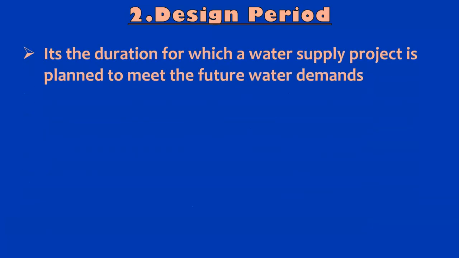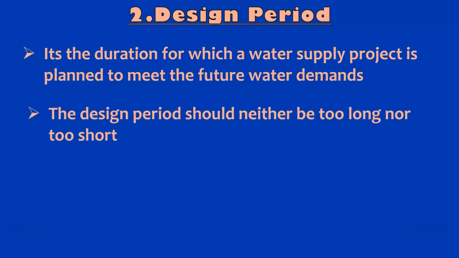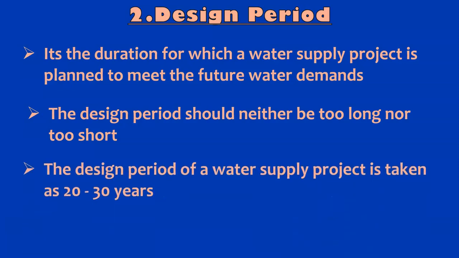And number 2, the factor is design period of the water supply scheme. It's the duration for which a water supply project is planned to meet the future water demands. The design period should neither be too long nor too short, and the design period of a water supply project is taken as 20 to 30 years.